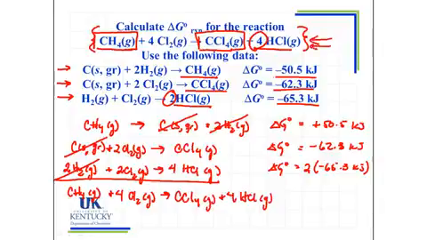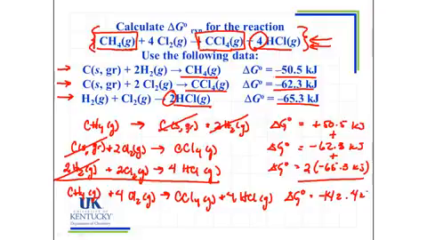They match. Therefore, I can take these delta G values that we see on the right-hand side, and we can add them together. And that will give me the delta G for this reaction. And the value is a negative 142.4 kilojoules. Very similar process to Hess's law.